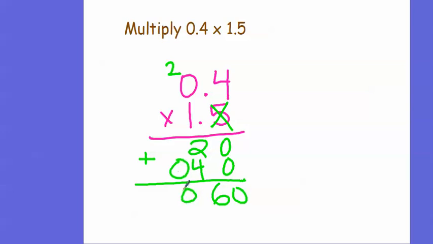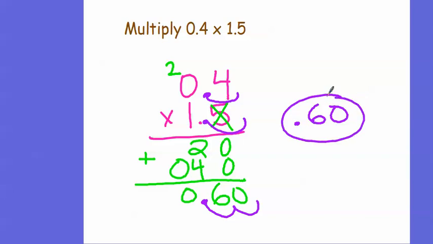We're going to go back and add in that placeholder, or that decimal place. It's 1 place value, 2 place values over. We've got 1, 2 place values over. So our final answer is 0.6, which is equal to 6 tenths or 60 hundredths. You can write it either way.